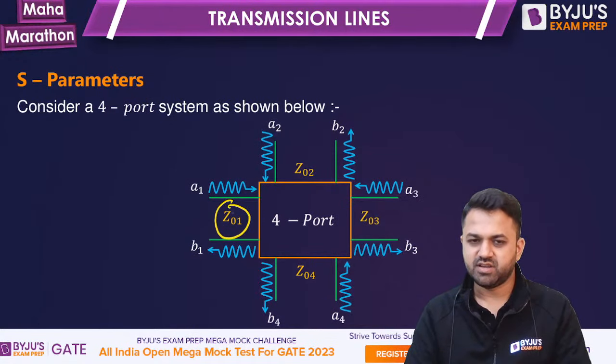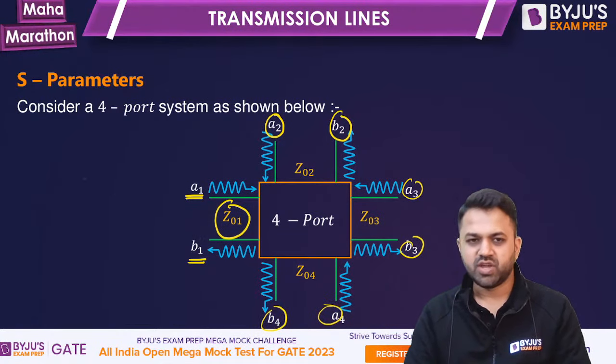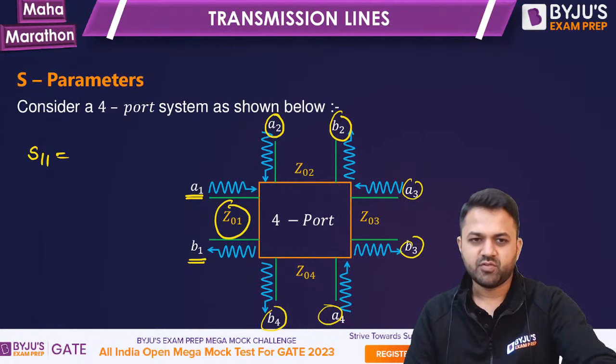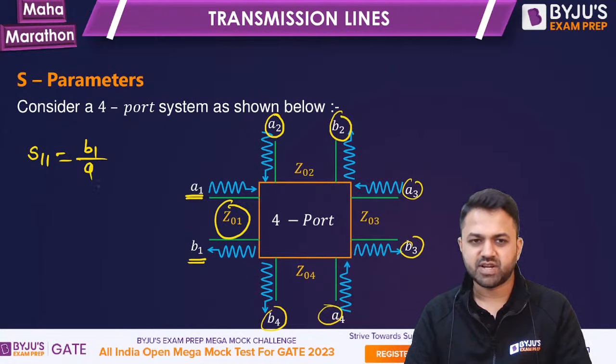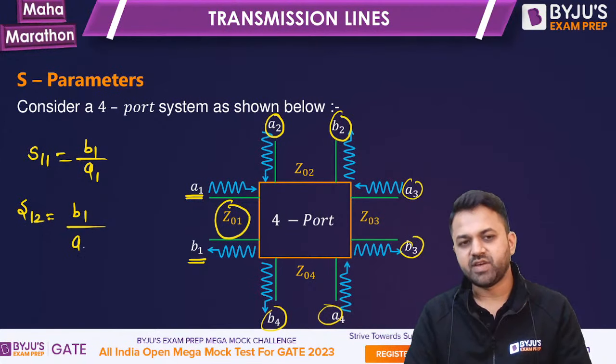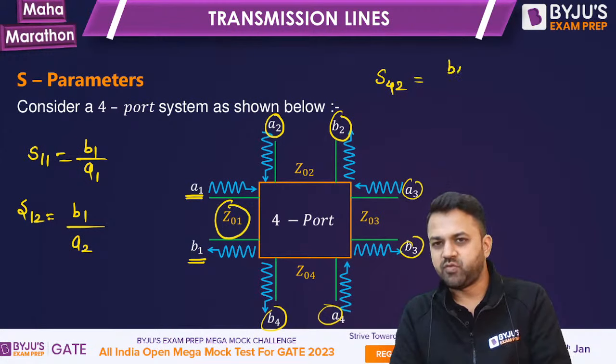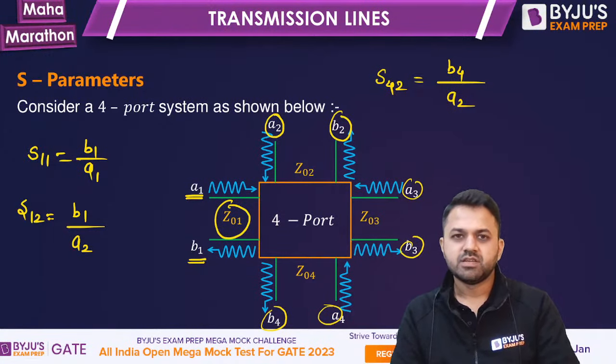This is the definition of the S parameter. Suppose there is a Z naught 1 characteristic impedance at port number 1. The normalized incident wave is A1 and the normalized reflected wave is B1. Similarly, port number 2 has the normalized incident wave A2 and normalized reflected wave B2. Then A3 and B3, and B4 and A4. If I want to write S11, it is the normalized reflected wave at port number 1 divided by the normalized incident wave at port number 1. For S12, it is the normalized reflected wave at port number 1 and the normalized incident wave at port number 2. Suppose I want to write S42, what does it mean? Normalized reflected wave at port number 4 divided by normalized incident wave at port number 2. So this is B4 upon A2. This is how we write.